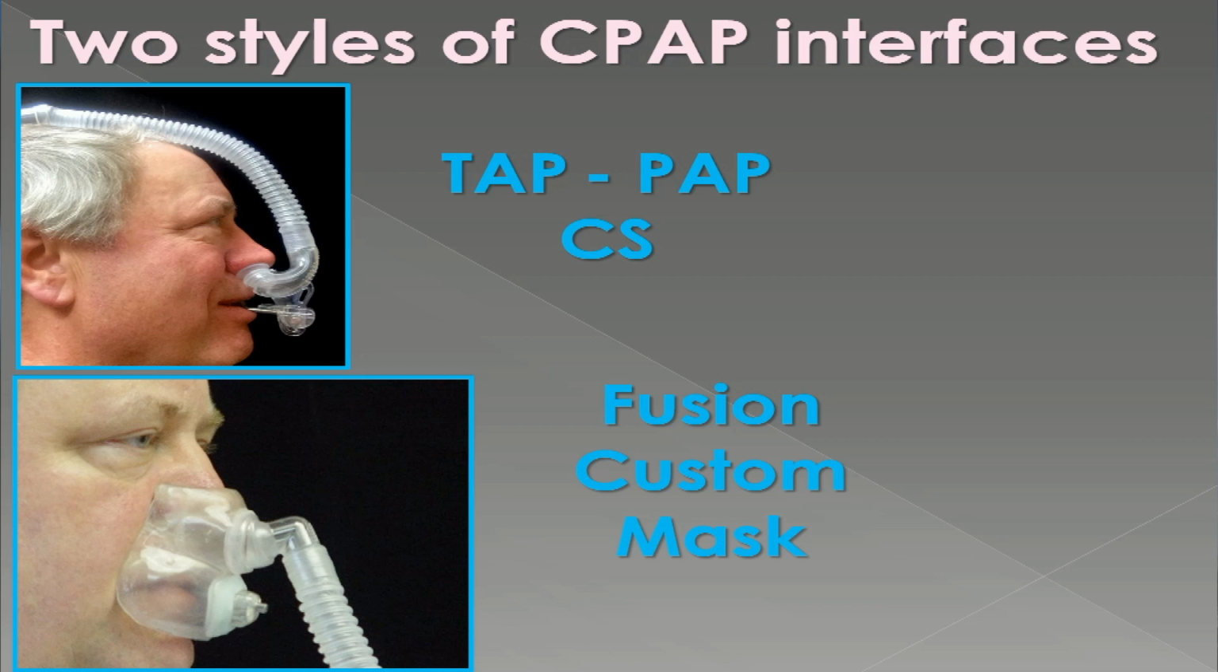CPAP pressures on these devices. The TAP-PAP CS, if you look at it, the pressure goes in the hose and into the nose, and then the airway is opened up because you're advancing the mandible, and the mouth is sealed by these oral devices, right? Well, on pressures from 1 to 15, it works really well if the patient can tolerate those nasal pillows.